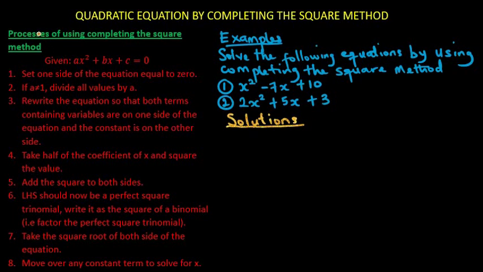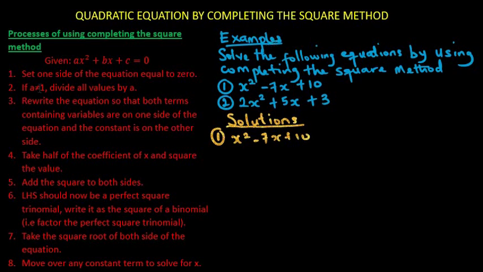Now, these are the processes of using the completing the square method to solve quadratic equations. We have 8 processes here. We'll follow them step by step to solve the following examples, which we'll be discussing in today's video. Let's look at example 1. We have x squared minus 7x plus 10.